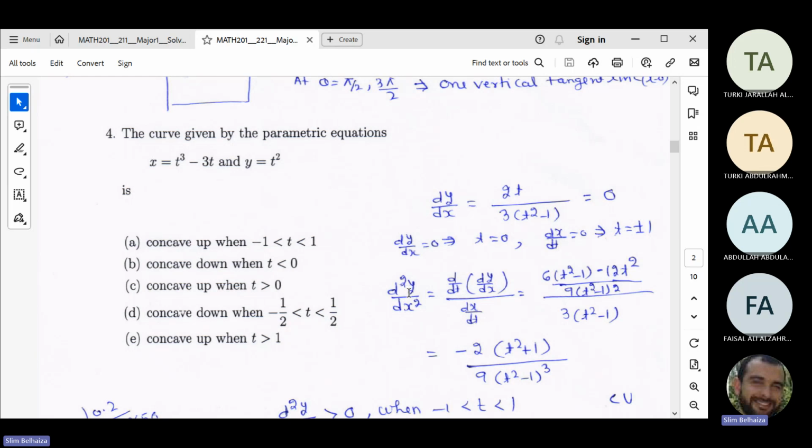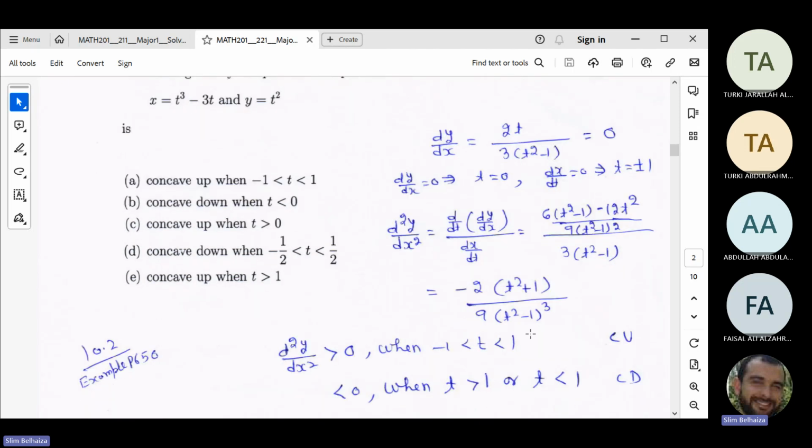So we recall the formula: d squared y over dx squared is the derivative with respect to t of dy over dx. We differentiate this again with respect to t, using the quotient rule. We end up with minus 2 times t squared plus 1 over 9 times t squared minus 1, cubed. Now we have to study the sign of this. T squared plus 1 is always positive, whatever happens, so minus 2 wins, giving a negative sign here.